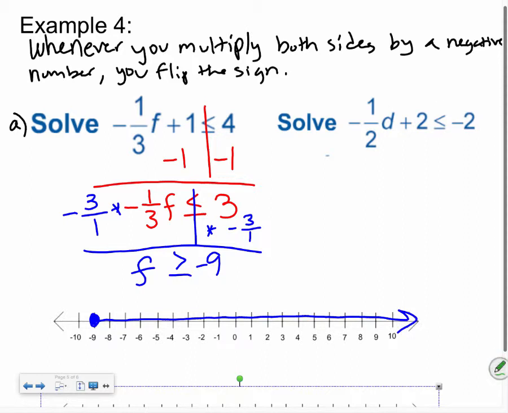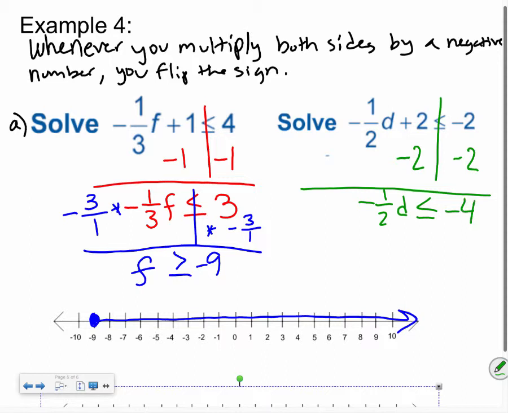Alright, let's look at the next example. We have negative 1/2 d plus 2 is less than or equal to negative 2. I have a plus 2 that's not attached to my d, so in order to undo the plus 2, I'm going to subtract 2 from both sides. It means I have negative 1/2 d is less than or equal to negative 4. Since I was only subtracting, I don't have to flip my sign.